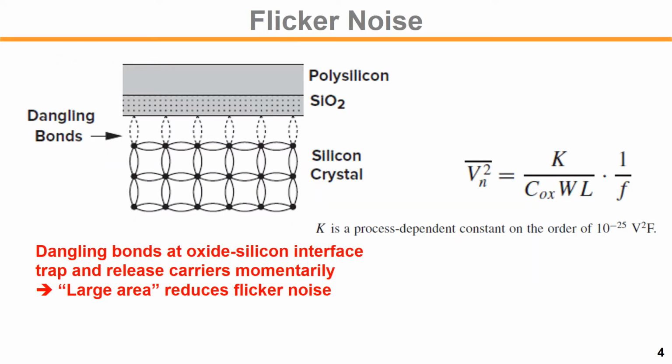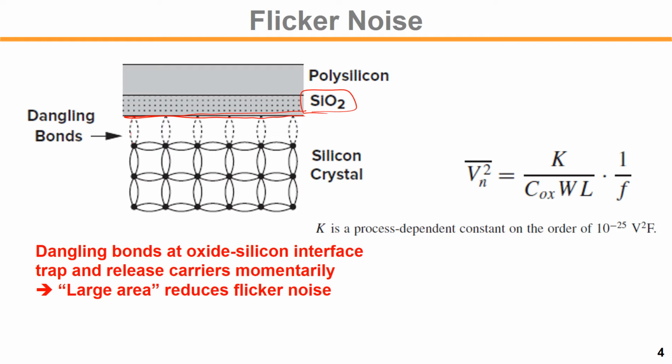In most transistors, we have flicker noise on top of thermal noise. This is a silicon crystal between silicon dioxide and the channel surface. There are some dangling bonds here because of the different materials, so there are some broken bonds there.